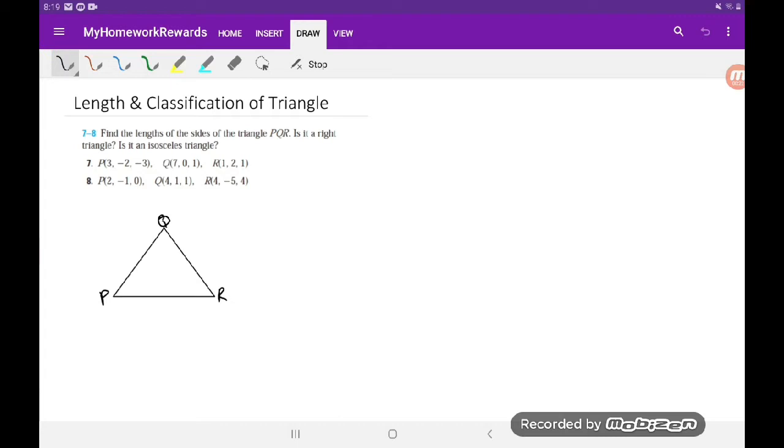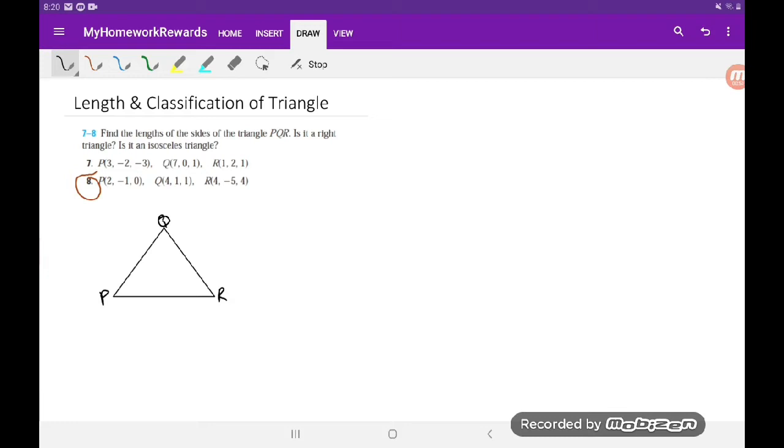So the question asks us to find the lengths of the sides of the triangle PQR. And then furthermore asks us if this is a right triangle or an isosceles triangle. So again, we're going to solve question 8. So essentially we have 3 points in 3 dimensions. There's an x, y, and a z coordinate. And it represents 3 vertices of a triangle that we've drawn out here in 2 dimensions.